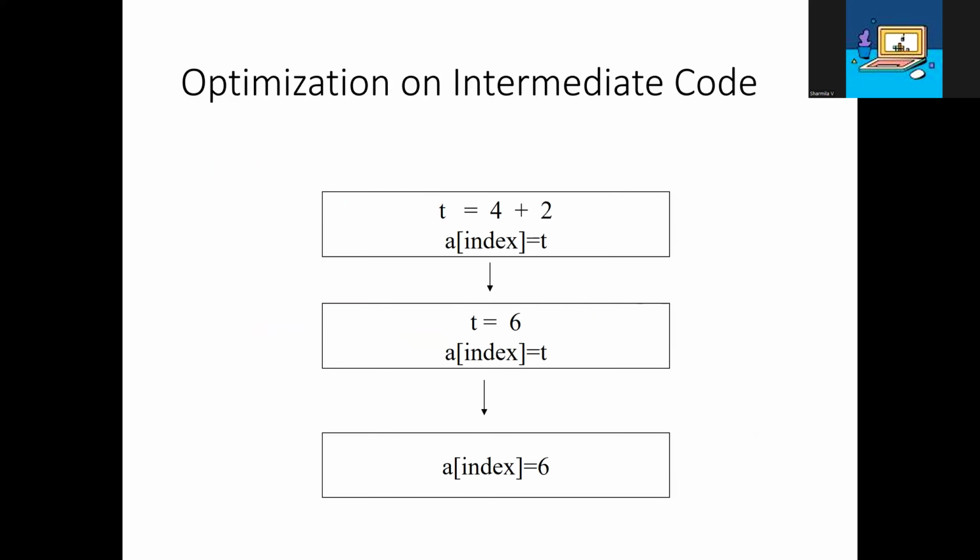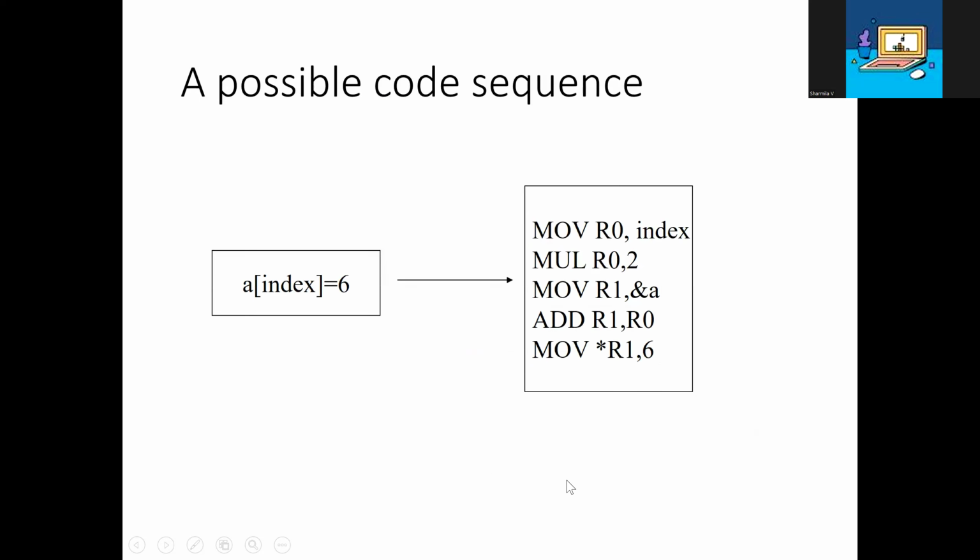The intermediate code is generated after the 3 phases: lexical, syntax, and semantic analyzer phases. So what we are doing is t equal to a of index 4 plus t. The temporary variable t is assigned to a of index t. What is the t value? 4 plus 2 is 6, so 6 is stored in t. We can directly write it as a of index equal to 6. That is how the intermediate code is generated.